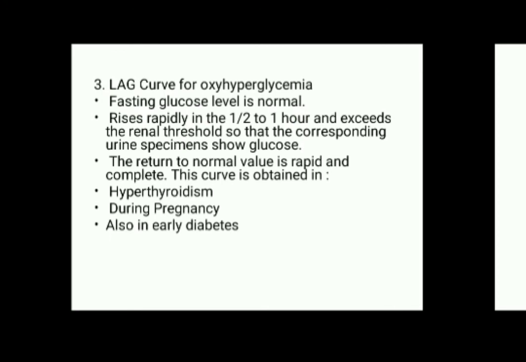So what happened here? Fasting glucose level is normal, whereas it rises rapidly in 30 minutes to 1 hour and exceeds the renal threshold so that the corresponding urine specimen shows glucose. The return to the normal value is rapid and complete. This curve is obtained in hypothyroidism, during pregnancy and also in early diabetes.